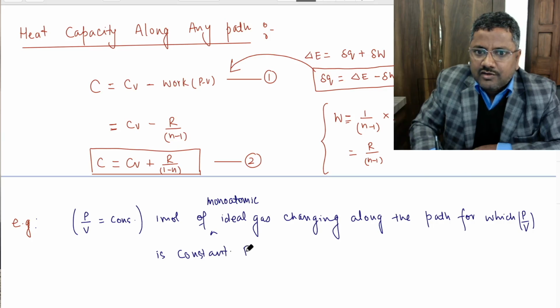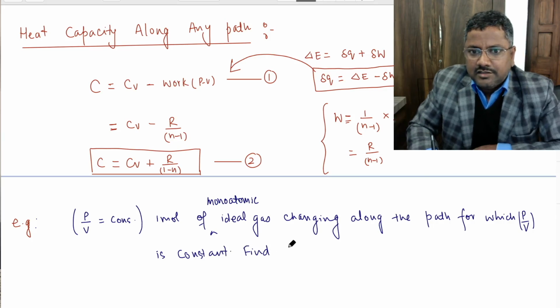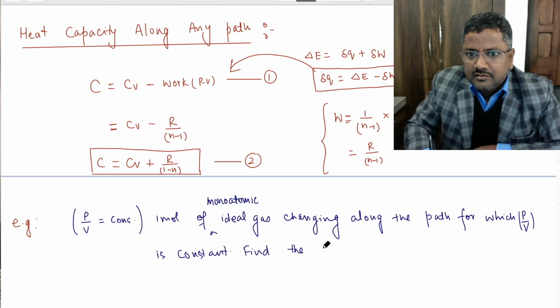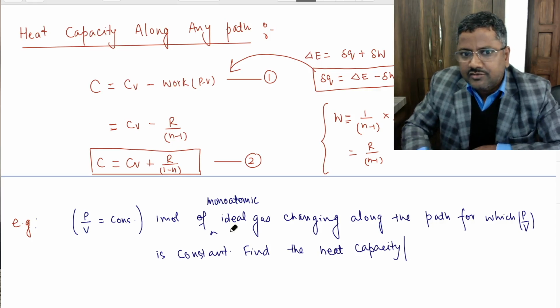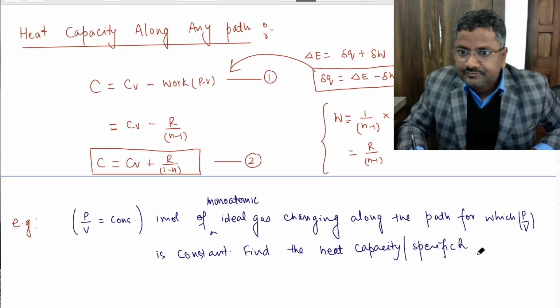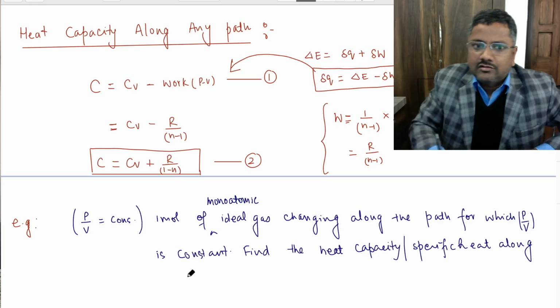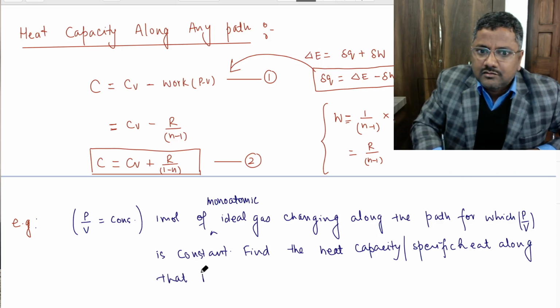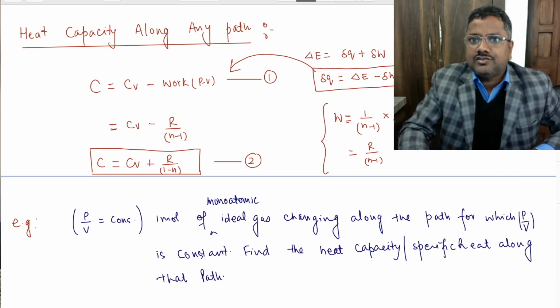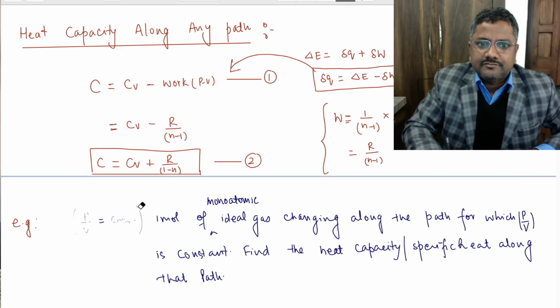Constant. Find the heat capacity, or specific heat, because 1 mole we have taken, along that path, right? Suppose that this question is given.